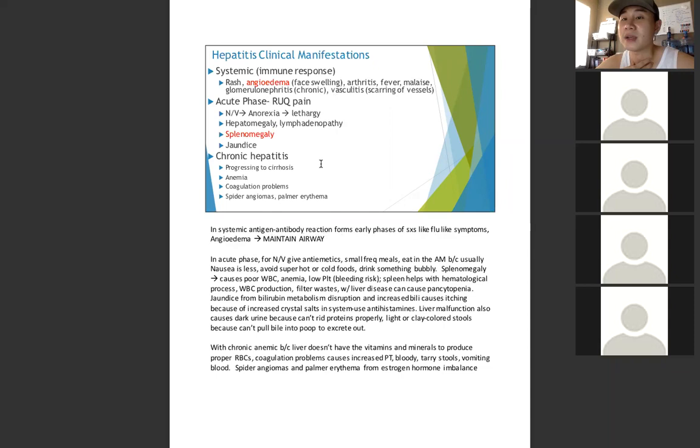In the acute phase, for nausea and vomiting, we give them antiemetics and give them small, frequent meals in the morning, because usually they have less nausea and more energy when they wake up. Avoid super hot or cold foods, and drink something bubbly. Then we have splenomegaly.